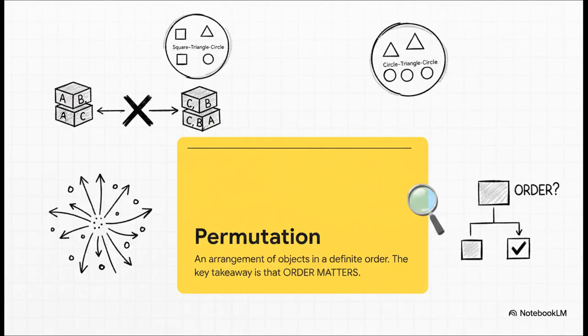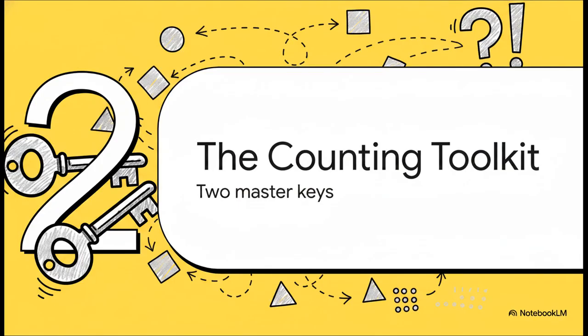And that's the absolutely crucial point. In the world of permutations, ABC is a completely different thing from CBA. This one simple idea, that order matters, is the foundation for everything we're about to do. Okay, now let's start building our toolkit.